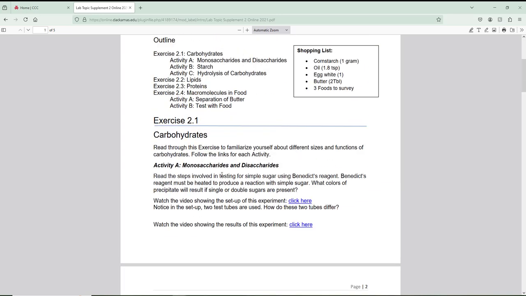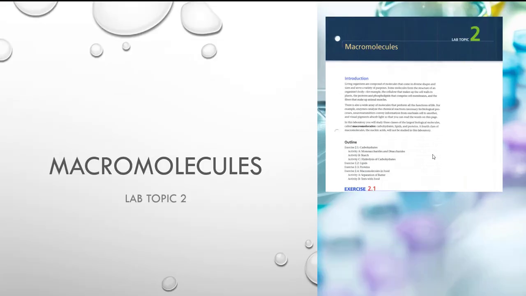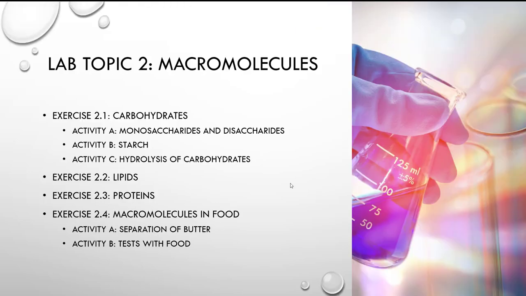So just have that handy when you go through the lab this week. All right, so let's take a look at the lab. This is what it looks like, lab topic number 2 on macromolecules. It's broken down into 4 sections. The first section will cover carbohydrates, the second section covers the lipids, the third section covers the proteins.